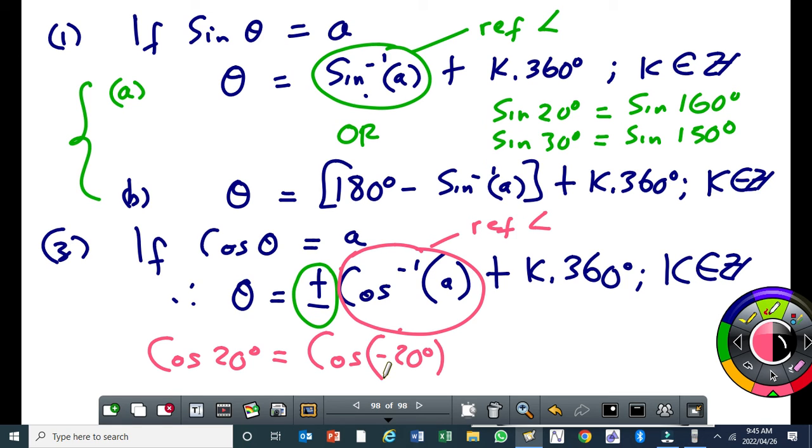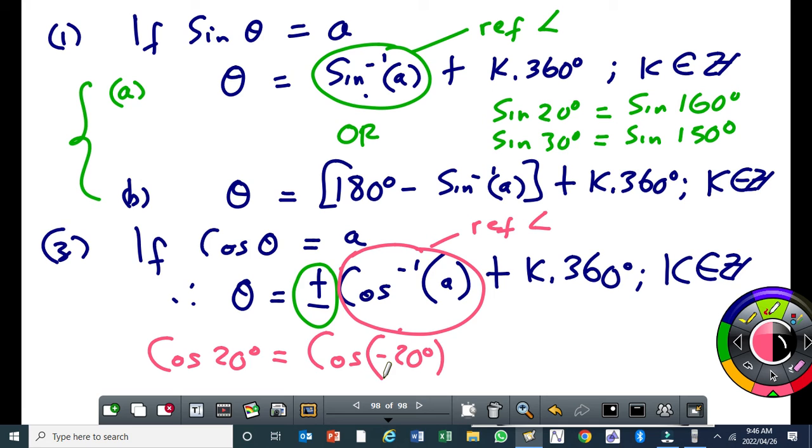So if you find your reference angle here as a positive, because of this plus or minus, you are going to end up having two angles. One will be positive, other one will be what? Negative. If you substitute both of them into the trigonometric equation, you get the same answer on the right hand side. Are you following there? So we have got two general solutions for cos.